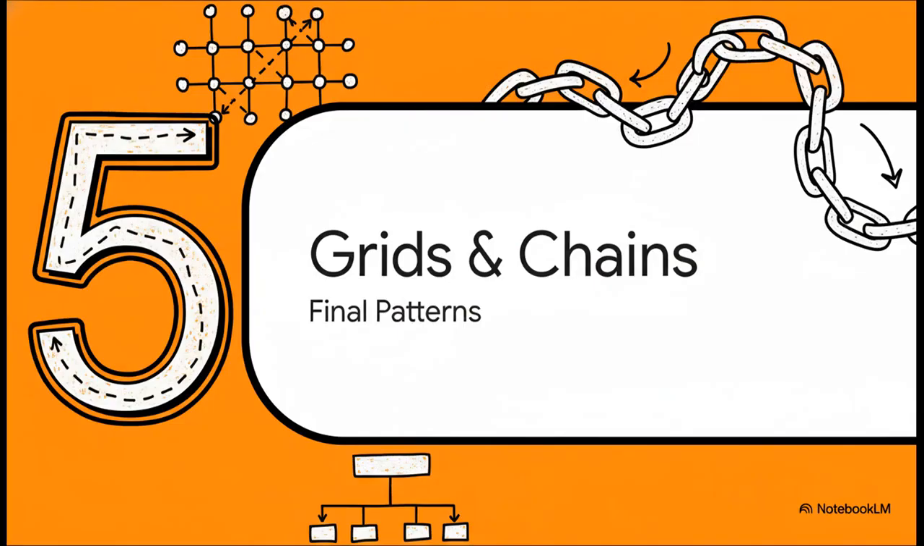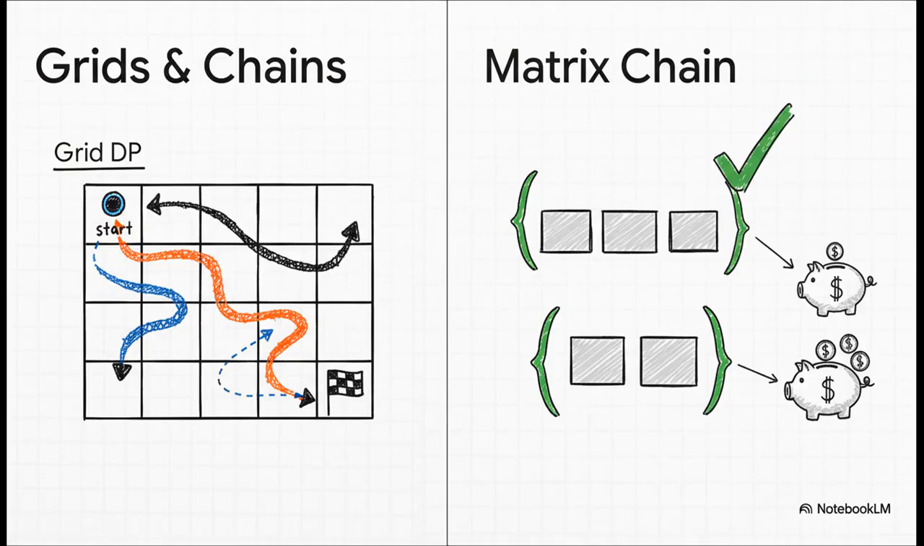Okay, for our final category of patterns, let's look at problems that are structured a bit differently, often as grids or long chains of operations, where the goal is to find some kind of optimal path or grouping. So this slide highlights two really common examples. On one hand, you have grid DP. This is all about finding the best path, maybe the shortest path, or the path with the maximum sum, or even just counting unique paths, from a start point to an end point, usually with rules like you can only move right or down.